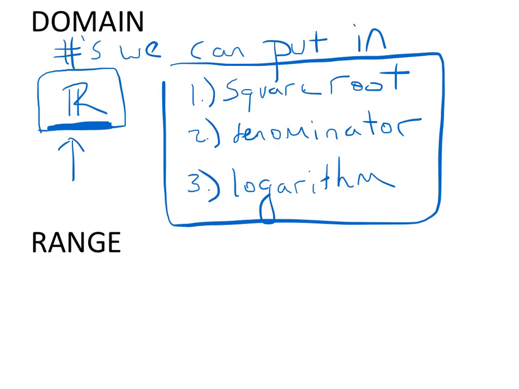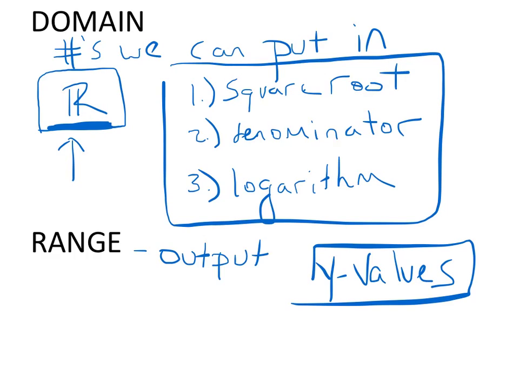Finally, the range are the outputs. You remember that from middle school, that the range has to do with the outputs, or the y values. I'll show you how we find the range in just a little bit. We have to actually look at a graph in order to be able to determine that. But the range is going to have to do with the y-axis, the y values. The domain has to do with the x-axis, or the x values.